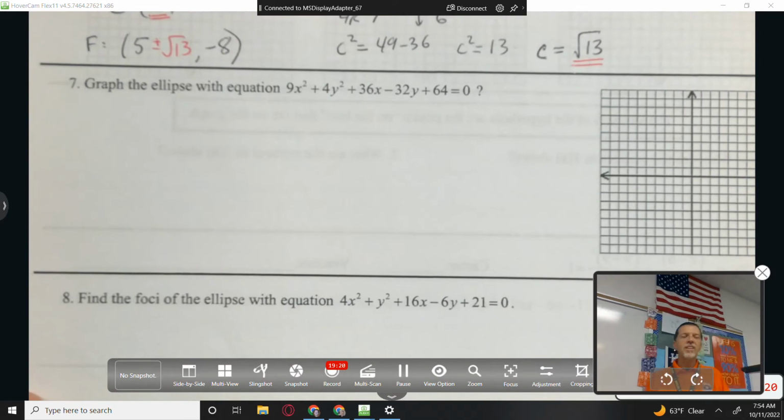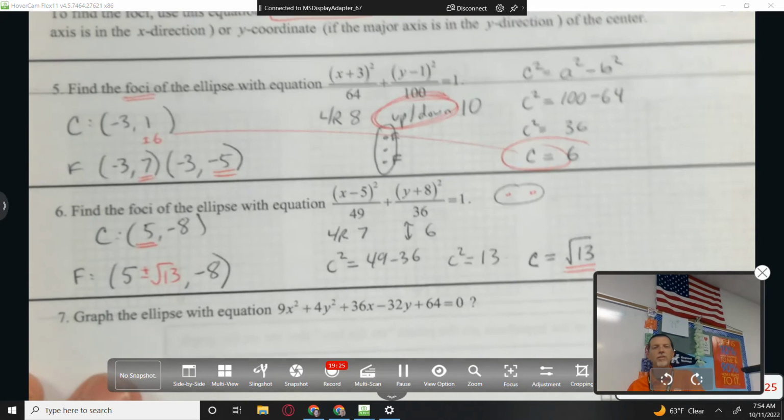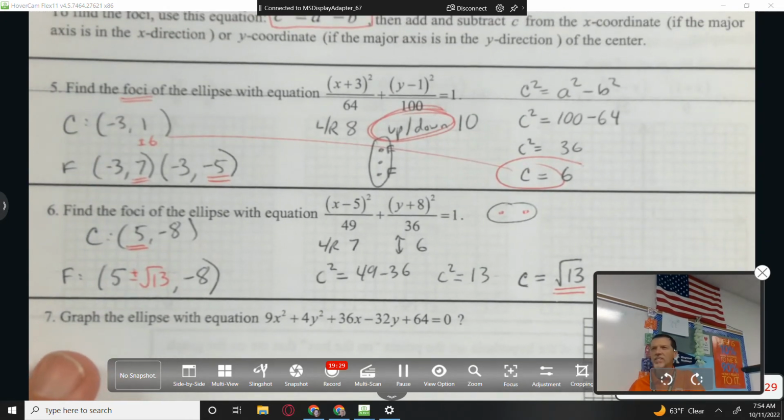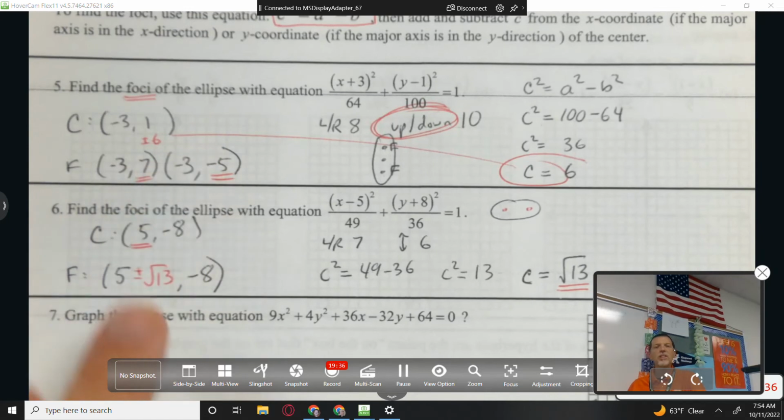Number 7, graph the ellipse with the equation. Oh, hold on, that's a different kind of problem. Any questions on foci, finding C, up and down versus left and right? Sometimes it works out nice, you get an integer. Sometimes it doesn't work out nice, but it's still easy to do because you just stick the plus or minus on there.